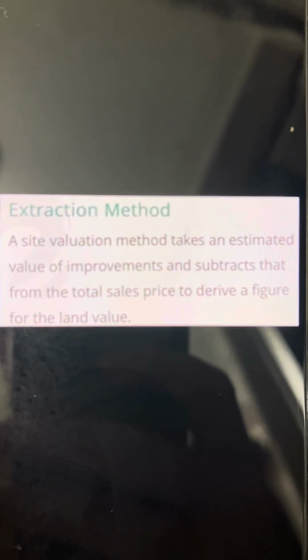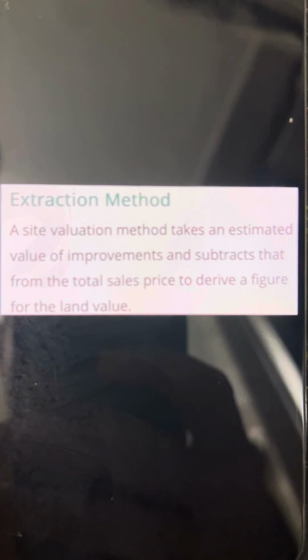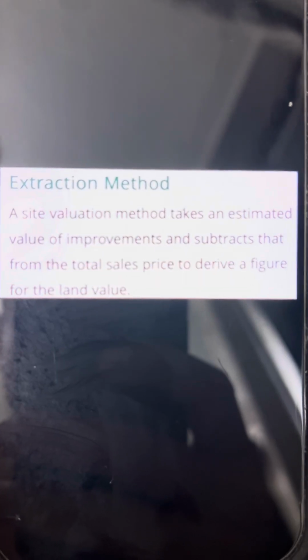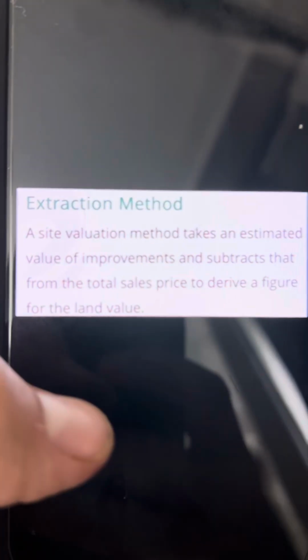Extraction method. A site valuation method that takes an estimated value of improvements and subtracts that from the total sales price to derive a figure for the land value.